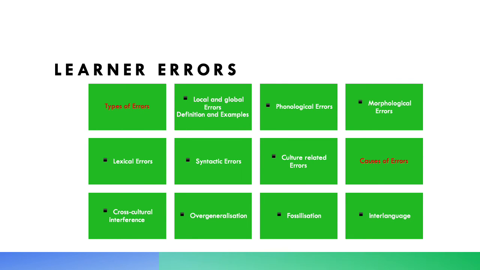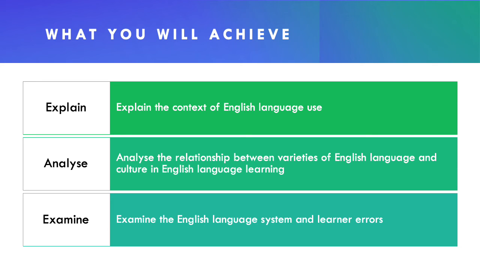Our final topic is on learner's errors, where we will be analyzing types and causes of errors in context. Now, let's take a look at the learning outcomes of this course. At the end of this course, you guys will have the knowledge and skills to explain, analyze, and examine the context, varieties, and errors within the language system in relation to language teaching.